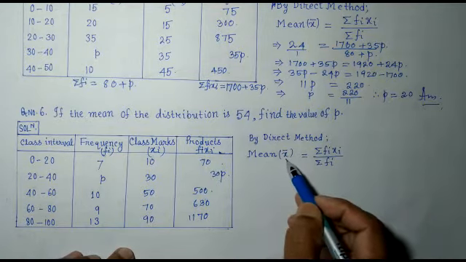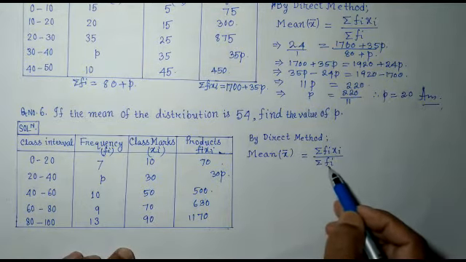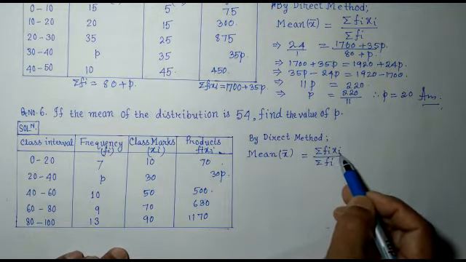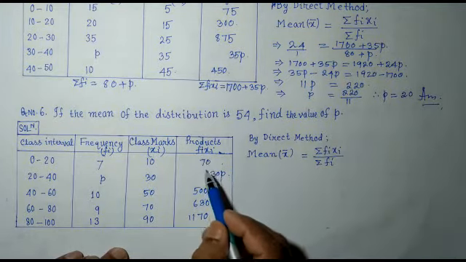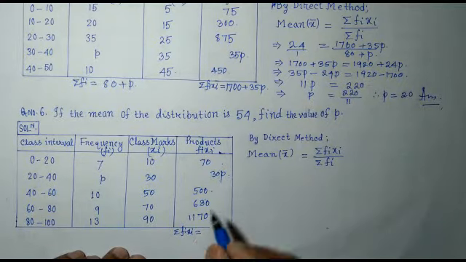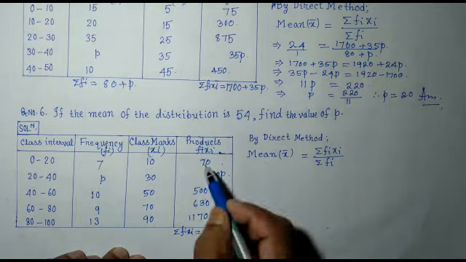Now we have to think of our formula. By direct method, mean x bar is sigma fi xi by sigma fi. So we need to find the value of sigma fi xi. It means we have to add all the values of this fi xi. Sigma fi xi meaning is sum of all fi xi. So here are the values of fi xi, so we add them.